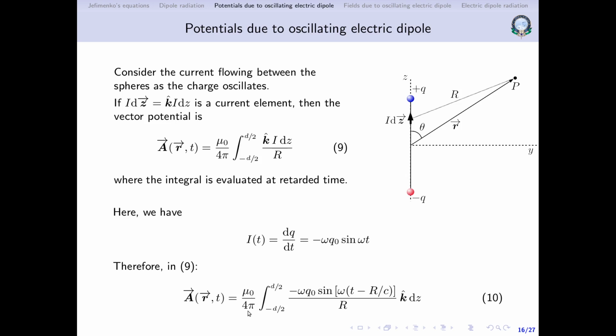So we have μ0/4π integration from −d/2 to +d/2 of −ω q0 sin(ω(t − r/c)), where instead of t we write t − r/c because of retarded time, divided by the separation distance, which is R. Let's call this equation number 10. Okay, so we got the expression. This is the integral that we'll have to evaluate.